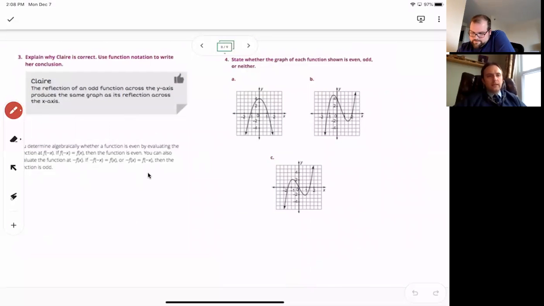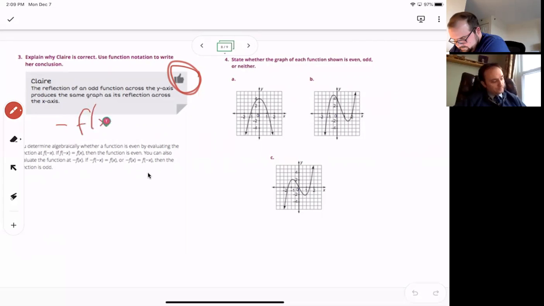All right, now we got Claire. Explain why Claire is correct. So we know Claire is correct, we got the thumbs up. So use function notation to write her conclusion. The reflection of an odd function across the y-axis produces the same graph as its reflection across the x-axis. So the reflection across the x-axis is saying make all positive y values negative y values and vice versa. So negative f of x.